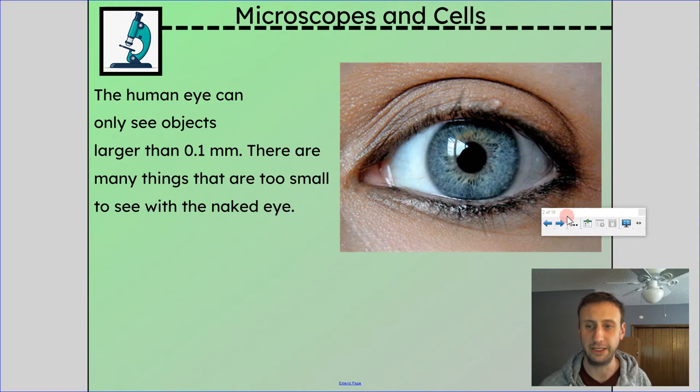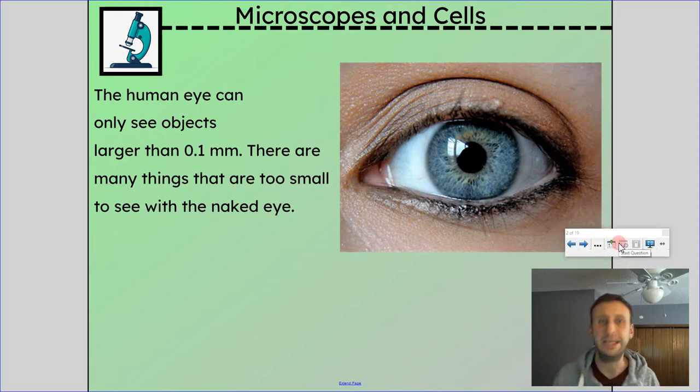So to get into it, first of all, why do we even need microscopes? Well, the fact is the human eye is kind of bad at seeing really small things. We can't see stuff that is less than 0.1 of a millimeter thick very well. So there are many, many things that are way too small for us to see with the naked, unaided eye. Microscopes allow us to see this whole microscopic world that we otherwise would not be able to get a view of.